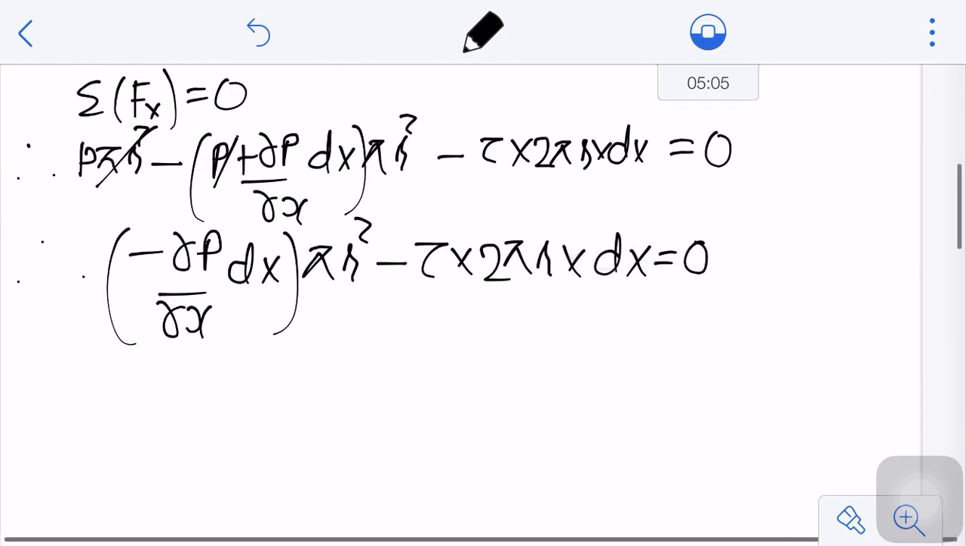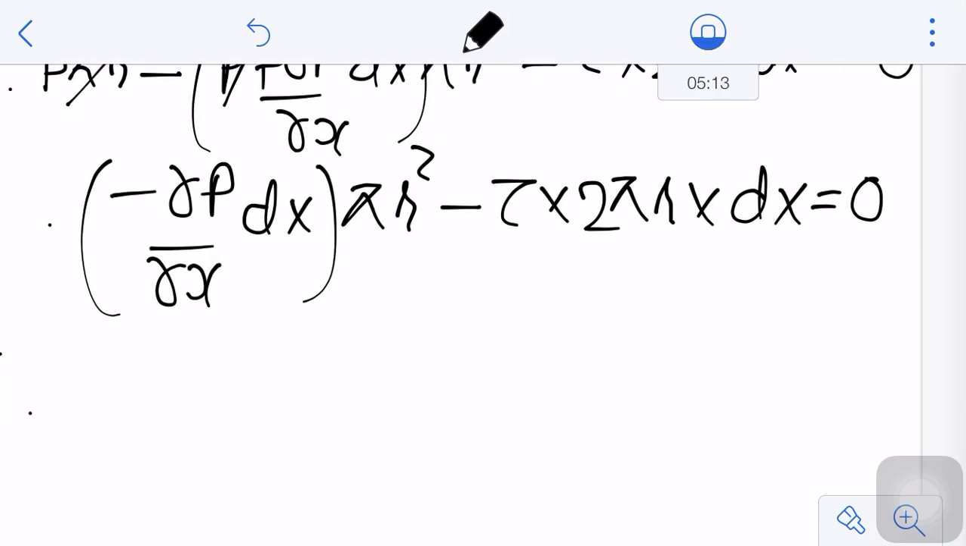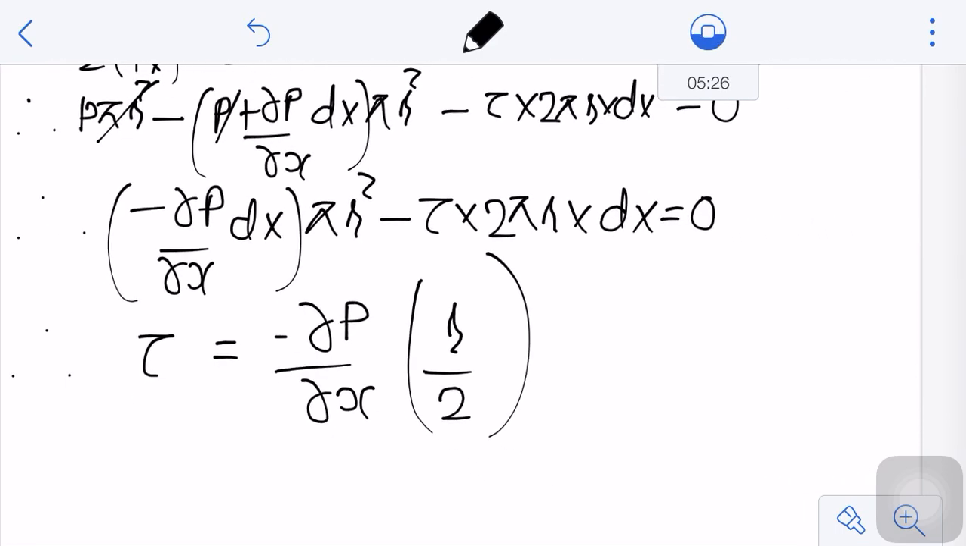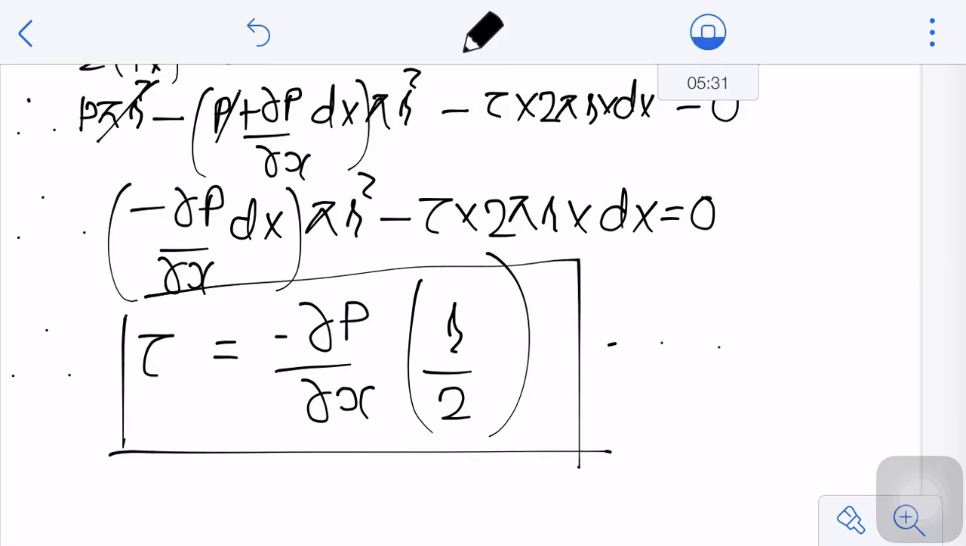So we can further simplify this equation. We can take this minus term onto the right hand side. So further simplifying this equation, the final form is going to look like this: tau is equal to minus curly p upon curly x into small r by 2. Now this equation that you are seeing here, let's call it equation number 1. This equation gives the variation of shear stress across the section of the pipe.